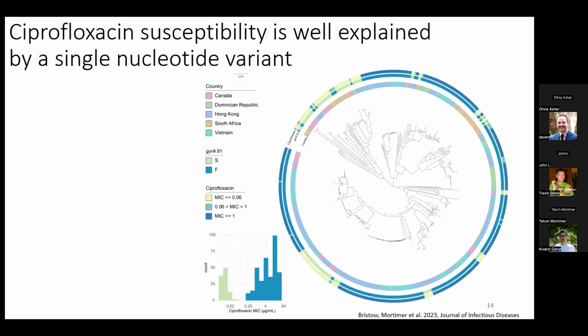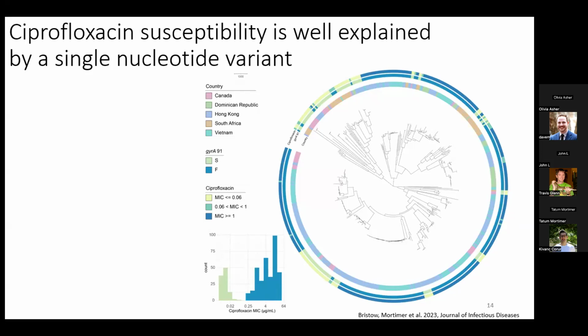Some antibiotic susceptibility is really well explained by even just a single nucleotide variant. Here I'm showing an example of ciprofloxacin susceptibility and a SNP in a gene called gyrA, which encodes the DNA gyrase, which is the target of ciprofloxacin. Just one non-synonymous mutation in this gene causes ciprofloxacin resistance. You can see on the histogram that isolates with this SNP have much higher MICs, which are over the breakpoint for susceptibility, compared to isolates with a wild type allele of gyrA.